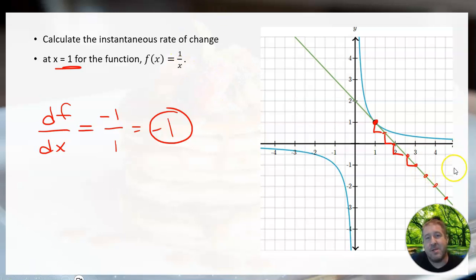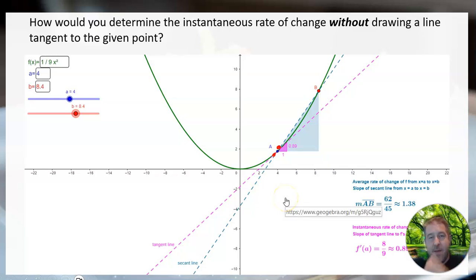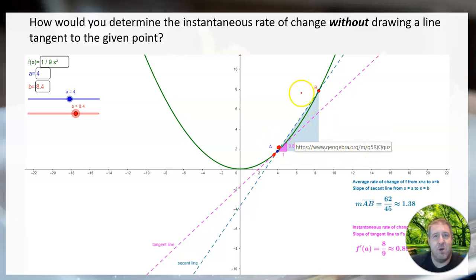Okay, so this is the rate of change of this function. Now, if we have a different function, a different green function here, this is a little bit harder because I can't actually manipulate this. I can go to this website, GeoGebra. And what you're going to do is mouse over B and move it closer and closer until it gets closer to A.